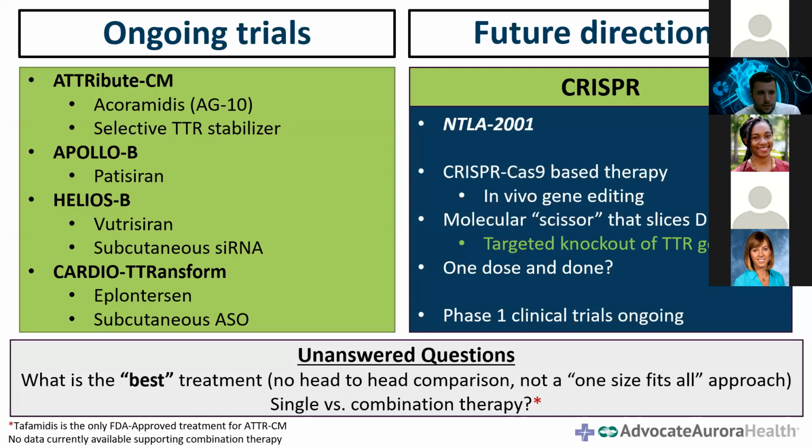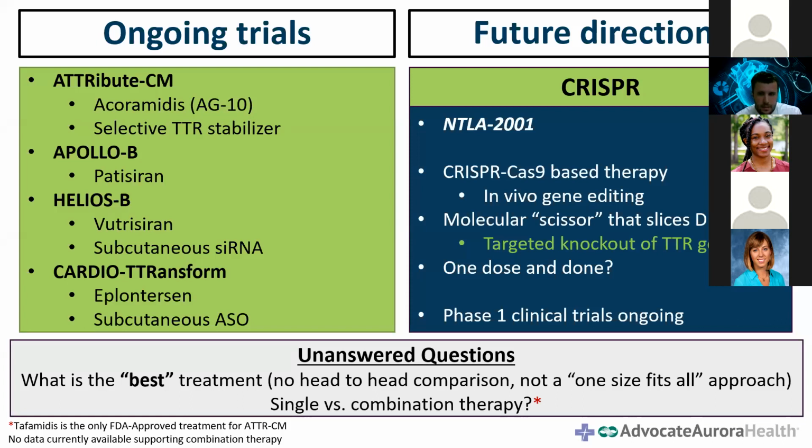So in addition to the current available treatments, this field is rapidly expanding with several phase 3 trials ongoing. Attribute cardiomyopathy is looking at another selective TTR stabilizer, acoramidis, or AG10, in 510 patients with transthyretin cardiomyopathy. As mentioned previously, Apollo B is looking at patisiran.